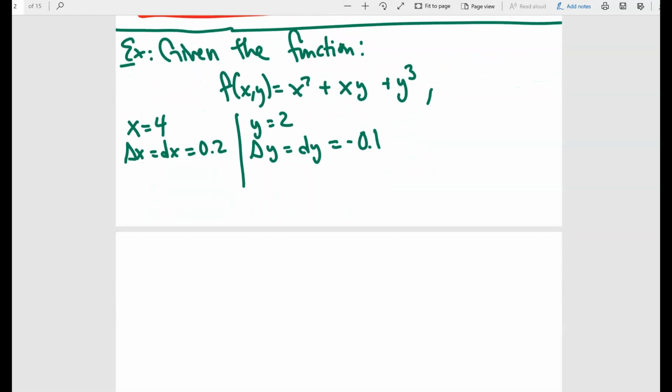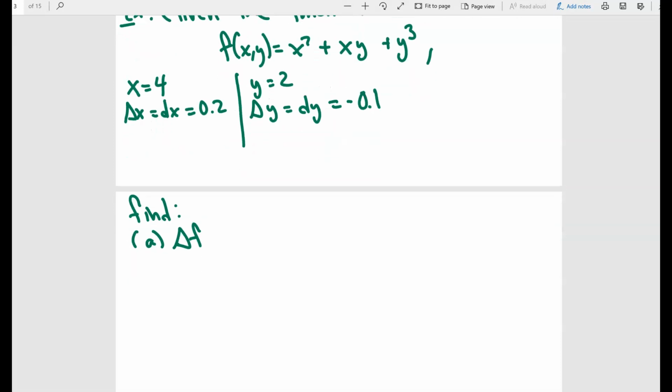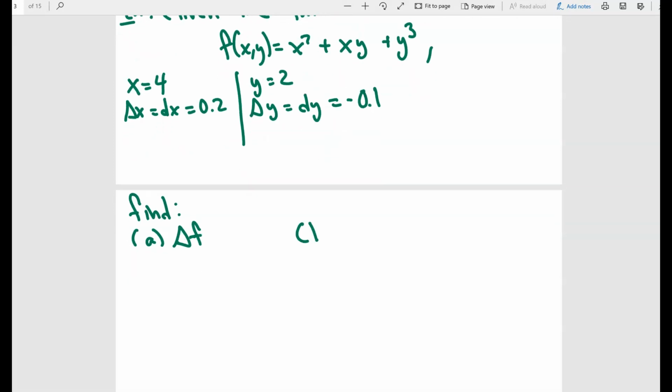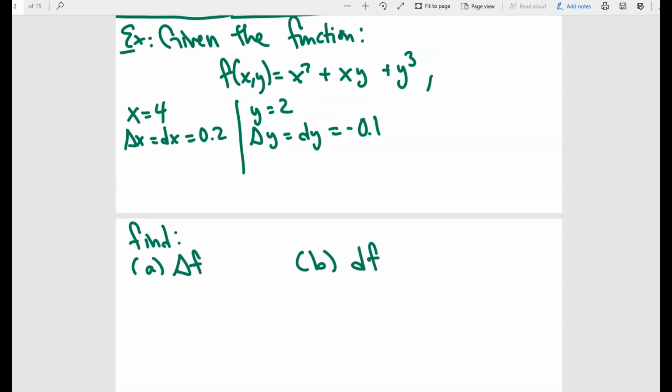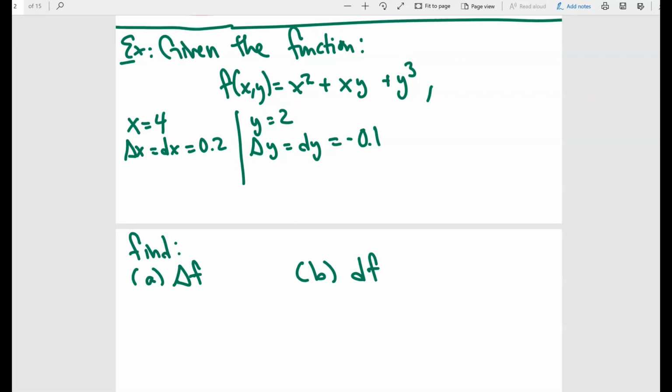So we want to find a couple things. Find first what the change in f is, and also part B, find df. Okay, so let's see what exactly is going on in this function. It's in three-dimensional space, so we don't know what it looks like unless we use some sort of technology to look at it.